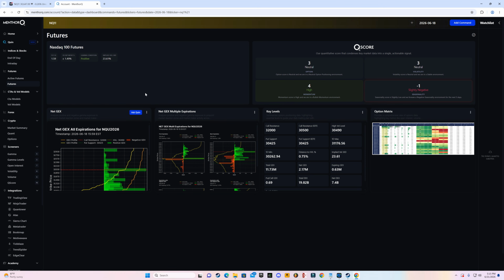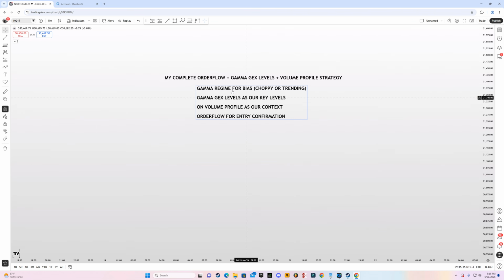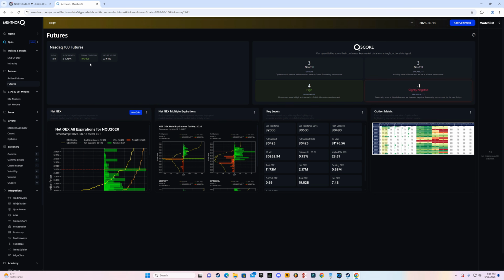It's a very helpful tool, and this is where we're going to know our levels. They basically have the integration, so you can integrate it with TradingView, and it's going to plot the gamma GEX levels automatically on your chart. But first things first, we're going to need to talk about the gamma condition.